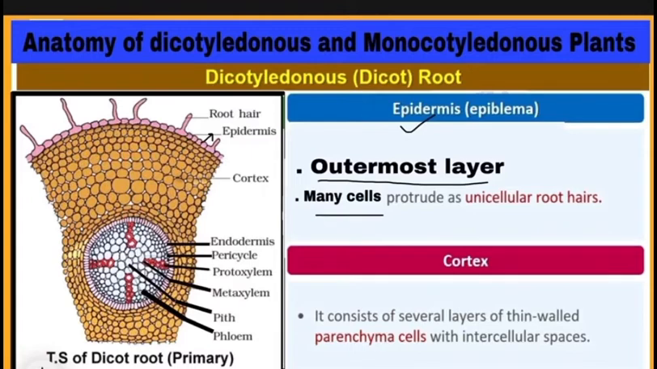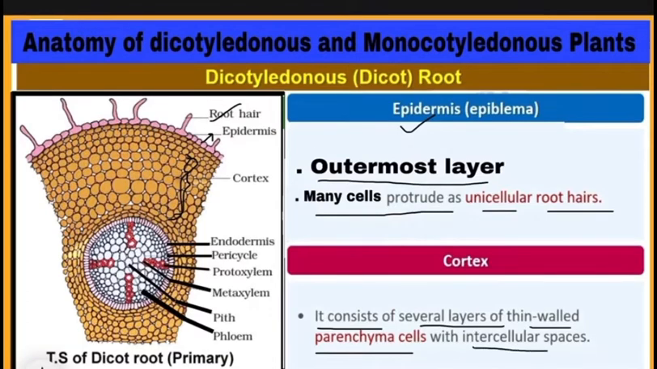Many cells of this outermost layer protrude as unicellular root hairs. These are root hairs and they help in absorption of water and minerals from the soil. Next is cortex region. It consists of several layers of thin walled parenchyma cells. All these are parenchyma cells and they have got the intercellular spaces. Cells के बीच में spaces present होती हैं in this cortex region.